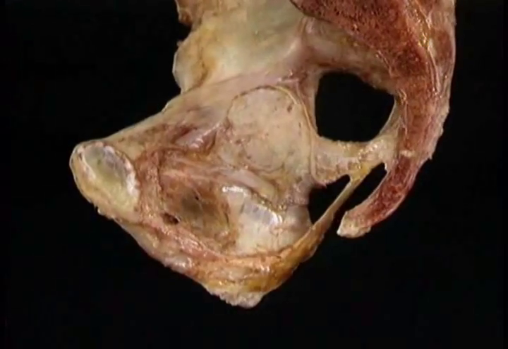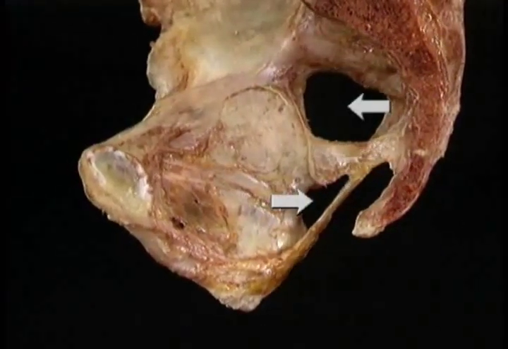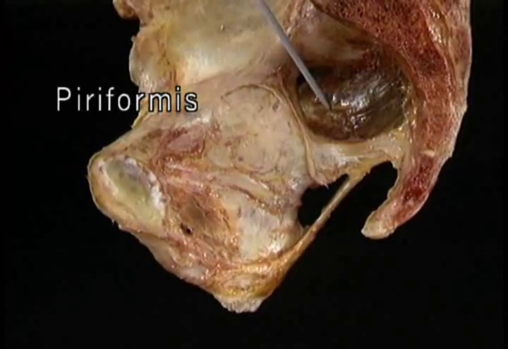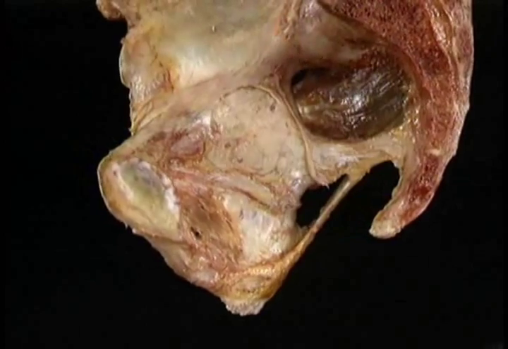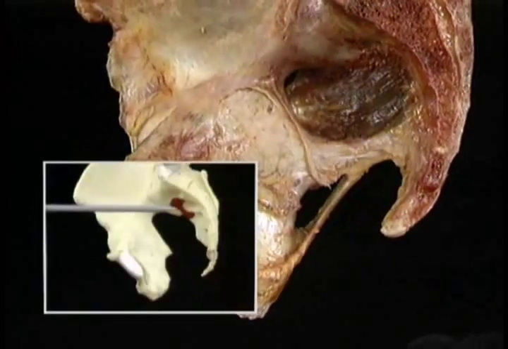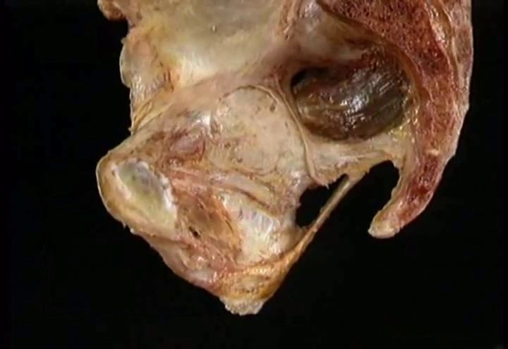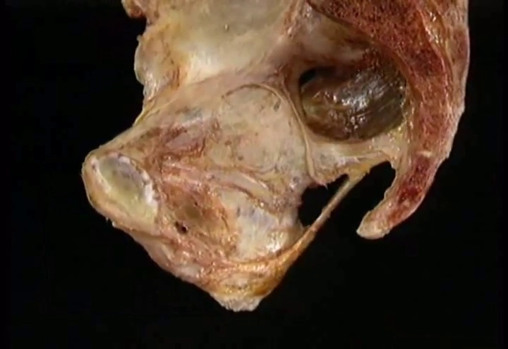Piriformis and obturator internus are both hip rotator muscles, which arise within the pelvis and pass outward through the sciatic foramina. Here's piriformis. Piriformis arises from here on the sacrum. It passes laterally and leaves the pelvis through the greater sciatic foramen. We'll see where it goes in a minute.